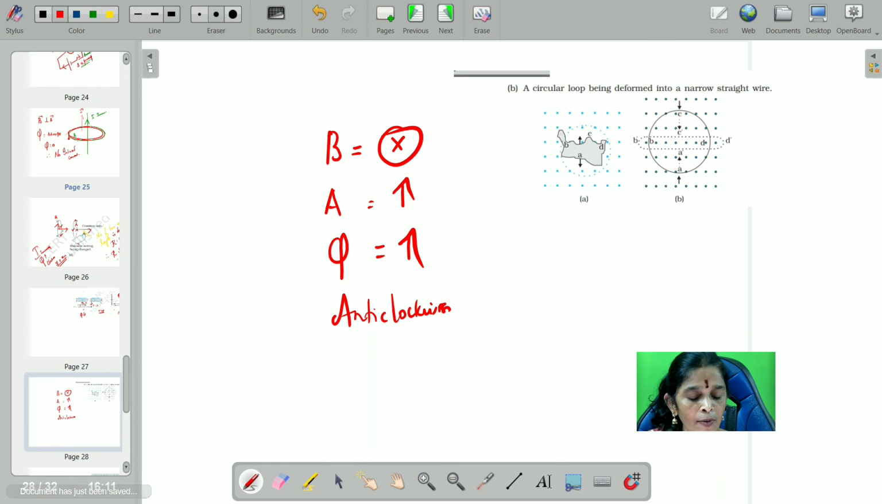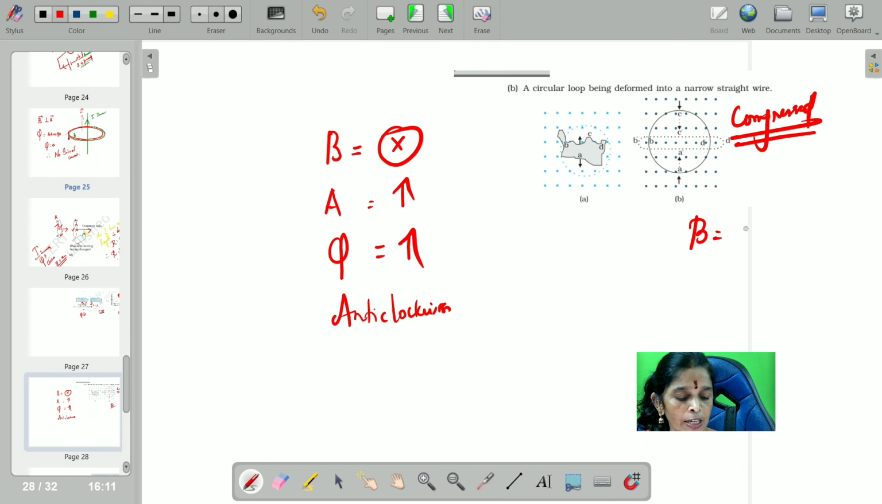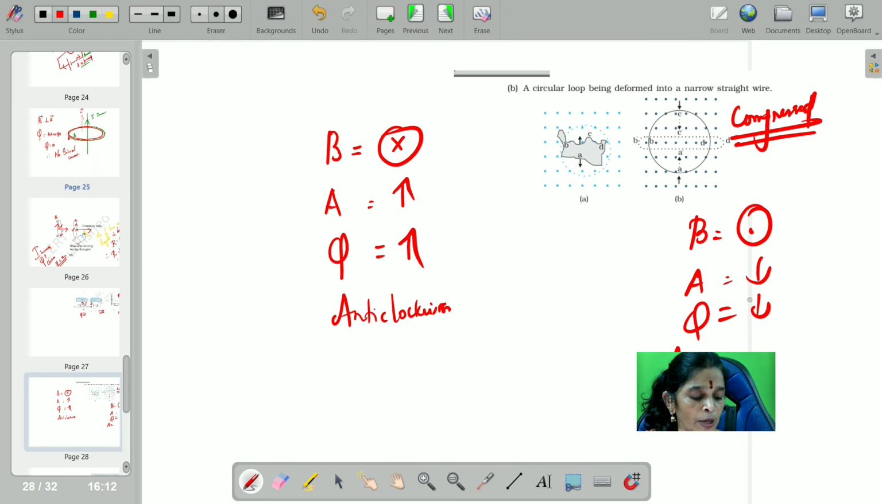Likewise, now here same way, compressed. You are compressing the loop. When the loop is compressed, first the magnetic field is outwards, area decreases, therefore flux decreases. Hence, induced current in the anti-clockwise direction, should not change it because flux decreases. Anti-clockwise direction.